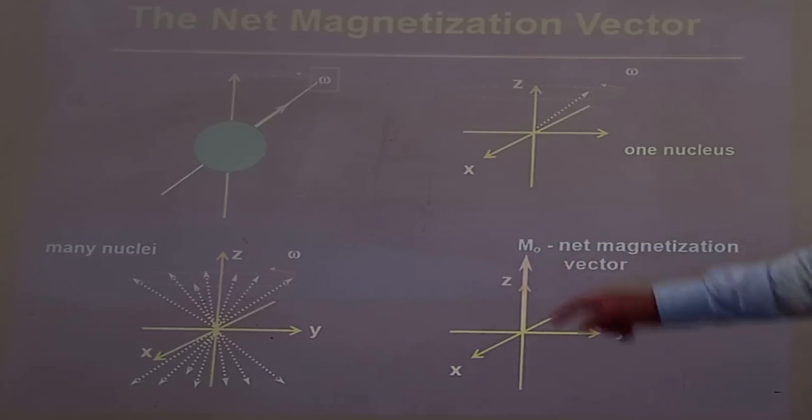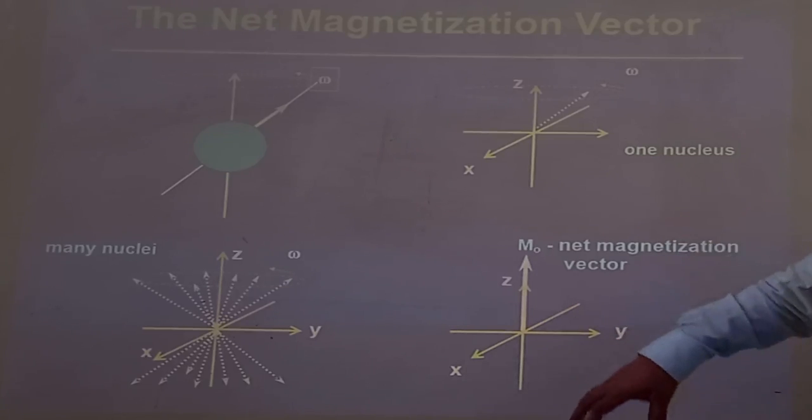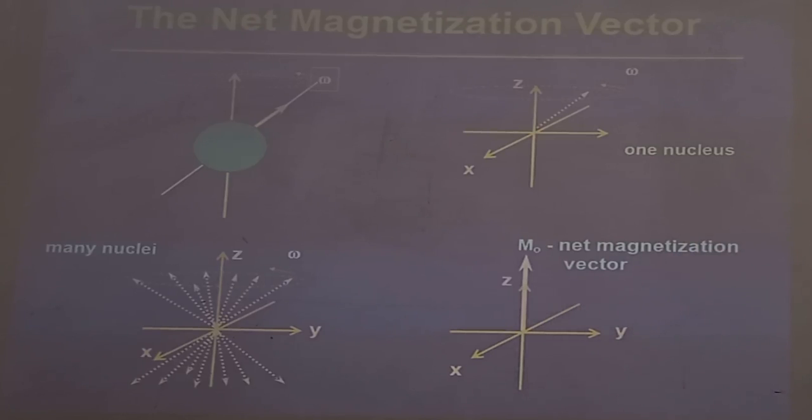The position of this M0 is very important, because the position of M0 on the XY plane or on the Z axis will lead to different information about the molecule. We can change or control the position of this M0 with the help of the different pulses that we give, the pulse sequence. So it's very important to know the position of your M0 during the experiment. Its position is very important in all NMR experiments.